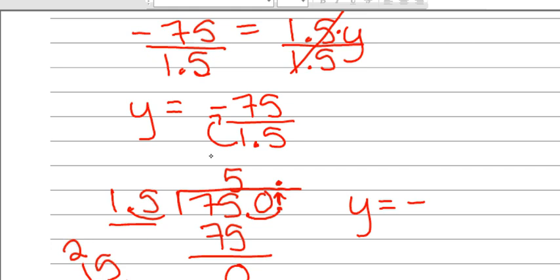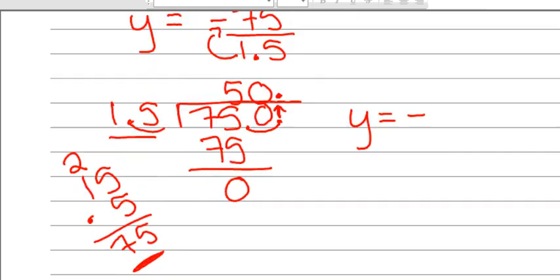But I have a 0 hanging around here, so I'm going to bring him up. So that's really saying that 15 goes into 750 50 times. So y is negative 50.